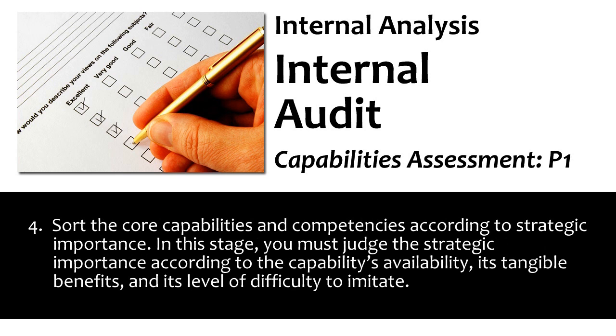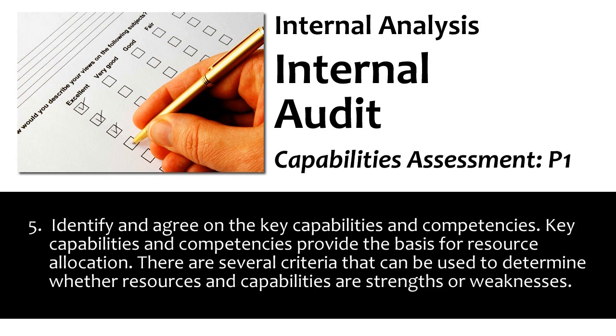Number 4, sort the capabilities and competencies according to strategic importance. In this stage, you must judge the strategic importance according to the capability's availability, its tangible benefit, and its level of difficulty to imitate. And number 5, identify and agree on the key capabilities and competencies. Key capabilities and competencies provide the basis for resource allocation. These are several criteria that can be used to determine whether resources and capabilities are strengths or weaknesses.